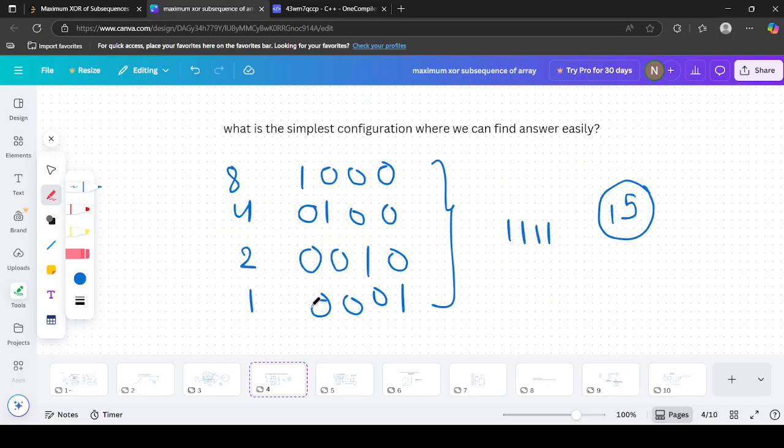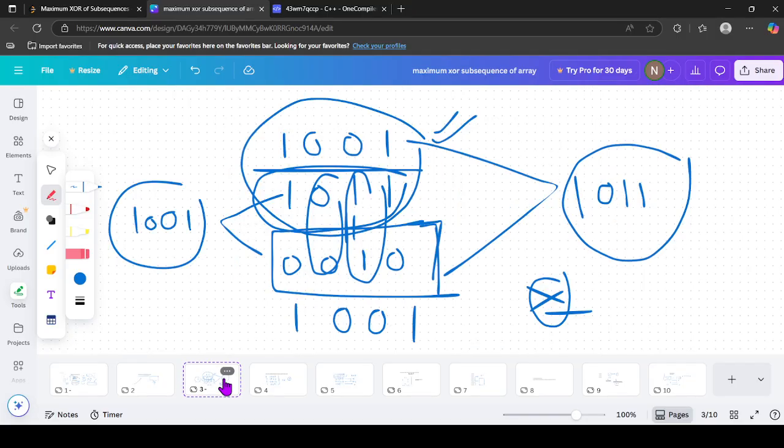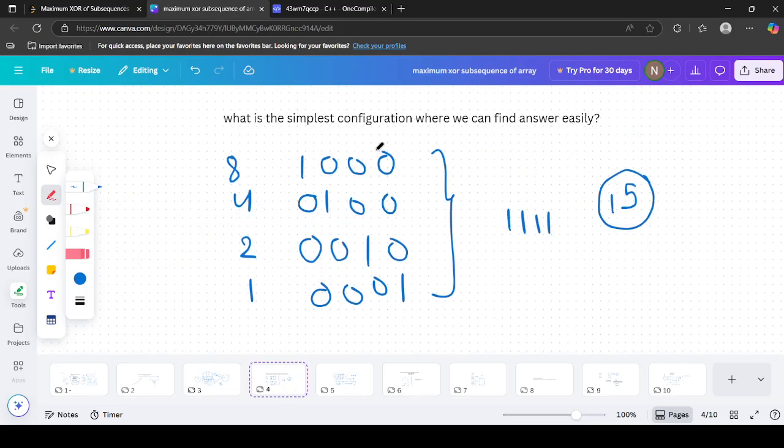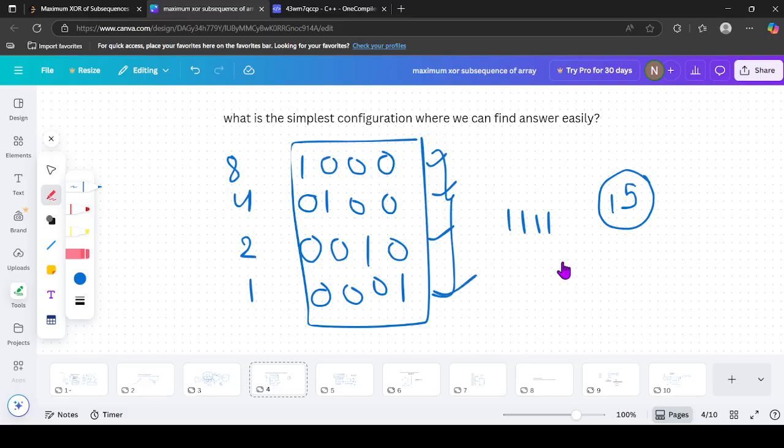So now what can we think? We got that finding the answer is difficult because there is no greedy approach. So how can we determine which subsequence to select to get the maximum one? We can think of what is the simplest configuration that we can get so that finding the answer is easy. So what is the simplest one we can think of? What if we have something like this: 1000, 0100, 0010, 0001. If it is something like this, then what will be the answer?